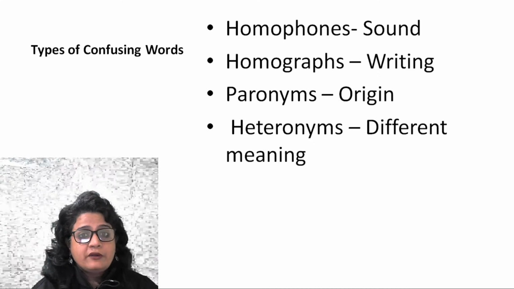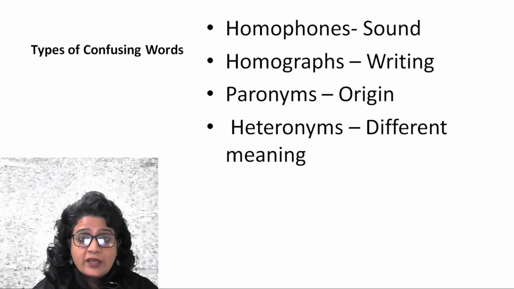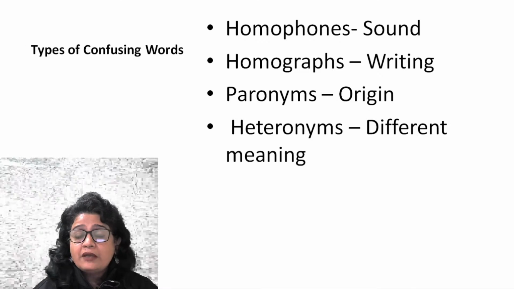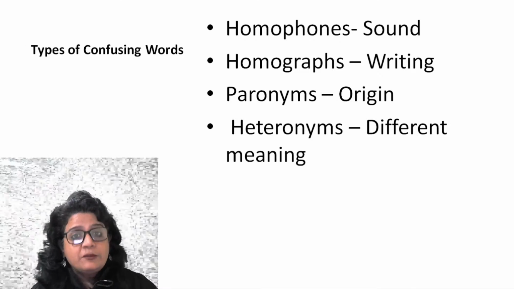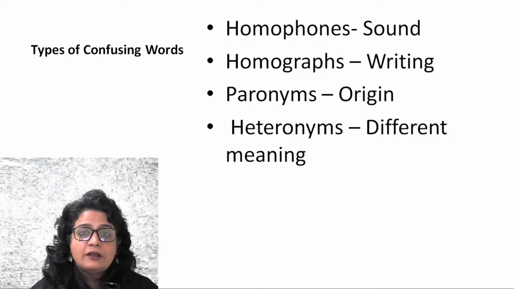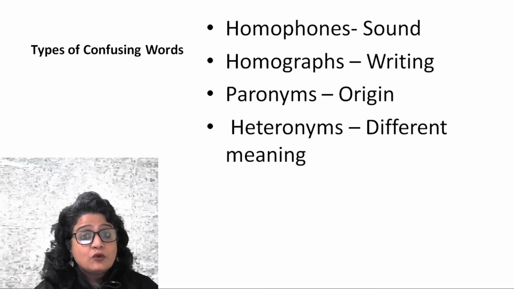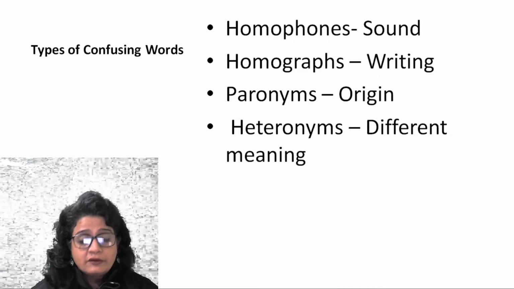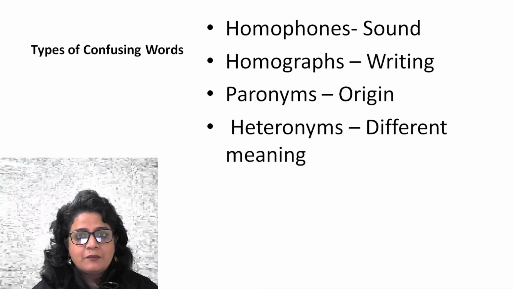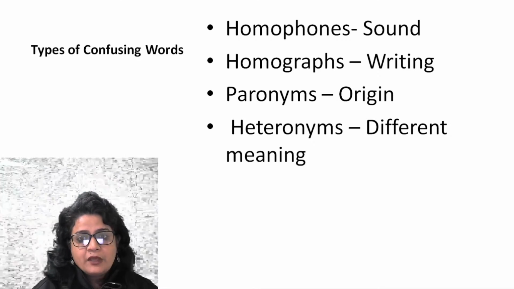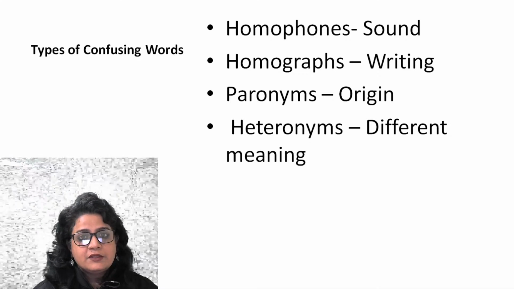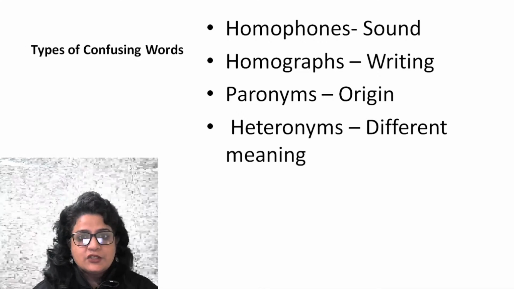So the word pair which I used at the very beginning, advice and advise. They are written differently, but the pronunciation is also different. With the pronunciation, you will infer what meaning is used, verb or noun, right? Paronyms, those words which are similar in origin, but the words are different, right? So they have similar origin, their root is same, but the word meaning is entirely different. Heteronyms, different meaning, right? So similar word, same spelling, but the pronunciation is different.